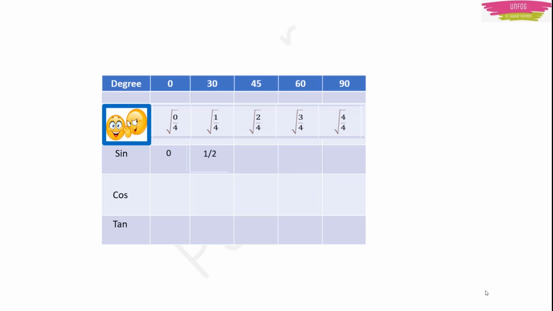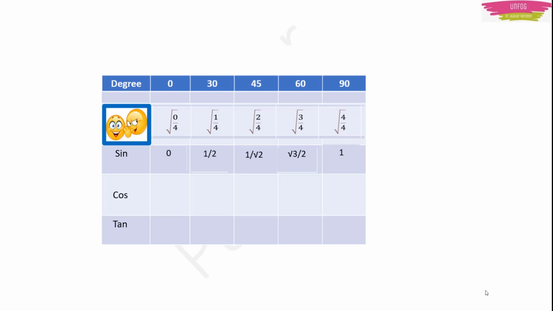Like that, for sin 45, you have written square root of 2 by 4, right? What will be the value? The two 2s will get cancelled and you will have 1 by square root of 2. Like that, for square root of 3 by 4, what will it be? You will have square root of 3 by 2, because 3 does not have any root, right? 4 has the root 2. Like that, for square root of 4 by 4, your answer will be 1. So sin 90 will be 1.